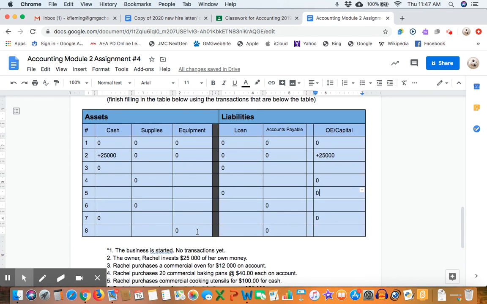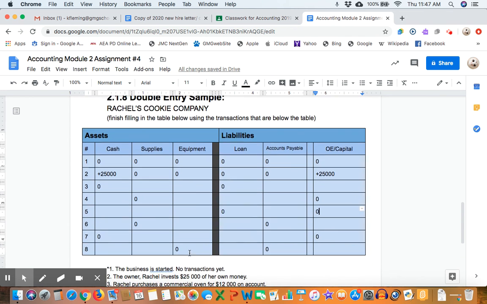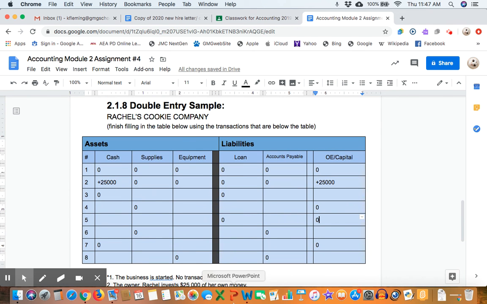Any questions, just let me know. There's more explanation done here as well. But all I want you to do is finish this double entry sample here for Rachel's Cookie Company, and you'll be good to go for today.